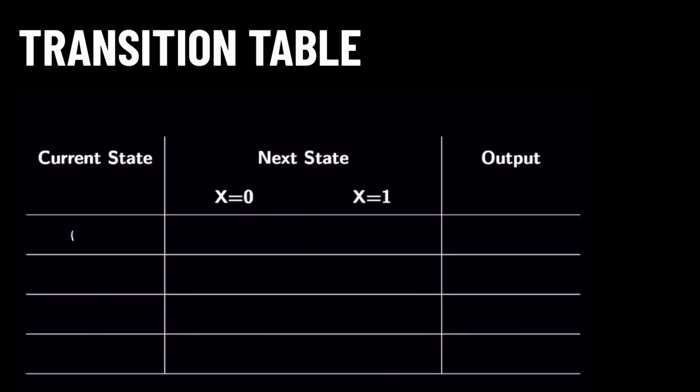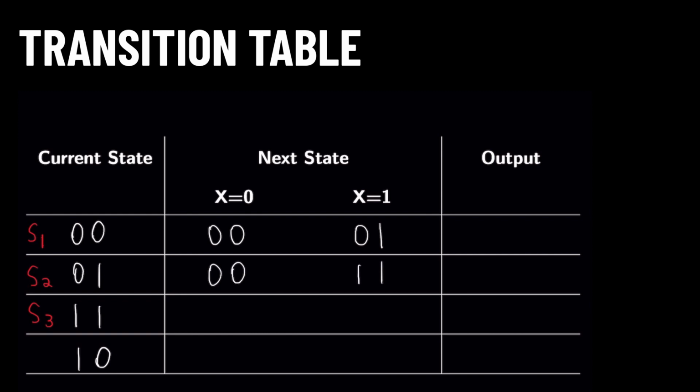The current state column will now contain all possible values of the current flip-flop values A and B in gray code order. Because we are using a D flip-flop in this example, there is no need for a flip-flop value column, as D flip-flop values are equal to the next state values. The 0, 0 row on the transition table corresponds to S1. When we're in S1 and x equals 0, the next state is S1, and that's represented by 0, 0. When we're in S1 and x equals 1, the next state is S2, and that's represented by 0, 1.